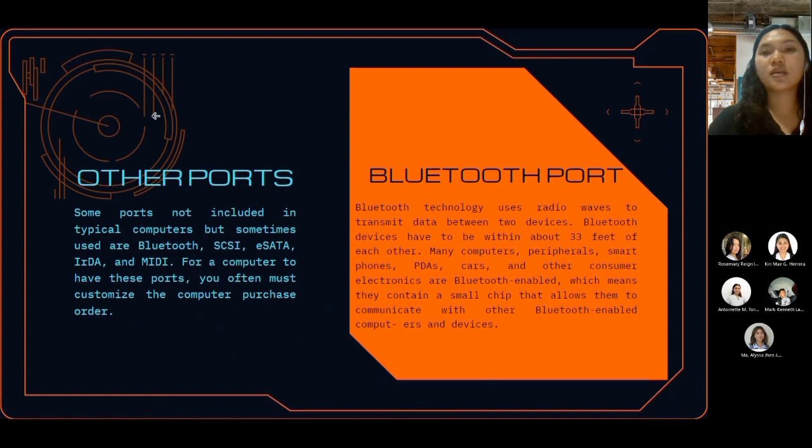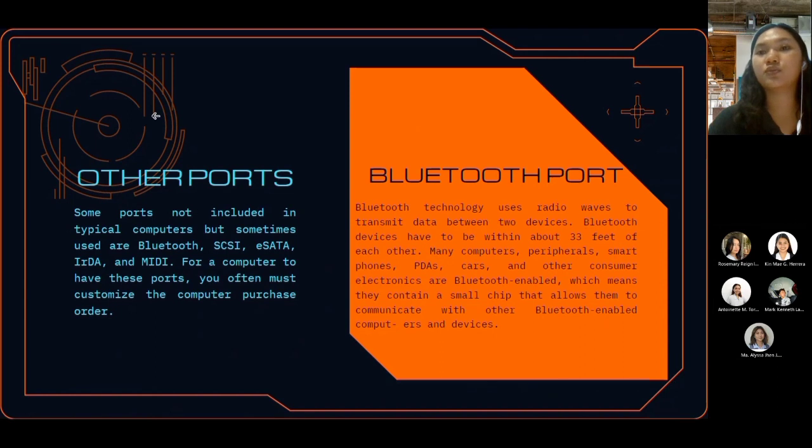Other ports. Some ports not included in typical computers but sometimes used are Bluetooth, SCSI, eSATA, IrDA, and MIDI. For a computer to have these ports, you often must customize the computer purchase order. So let's start with the Bluetooth port.